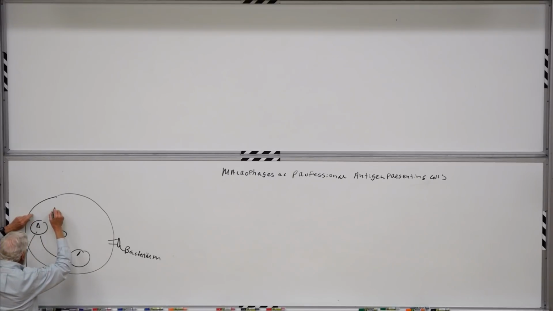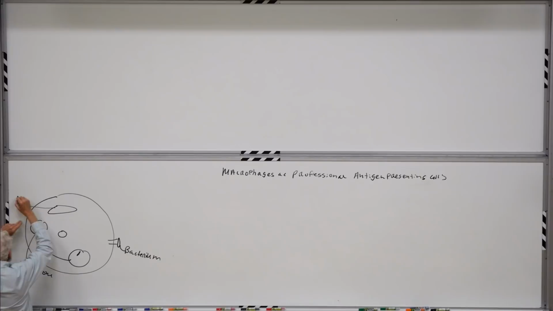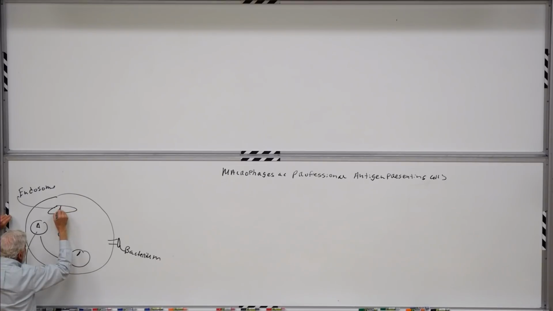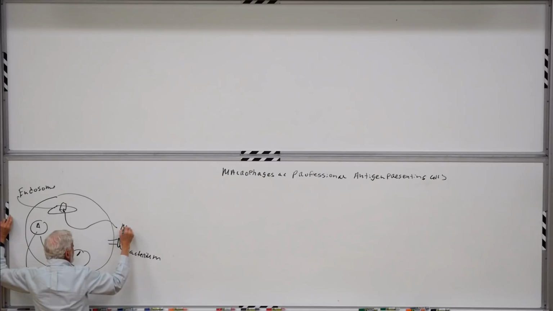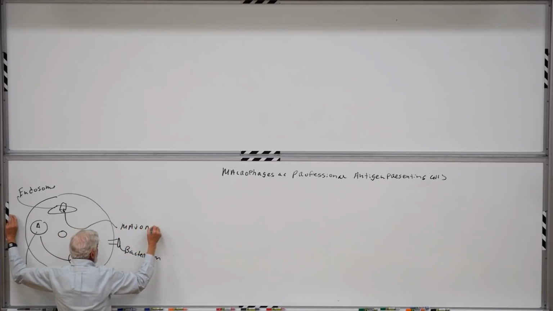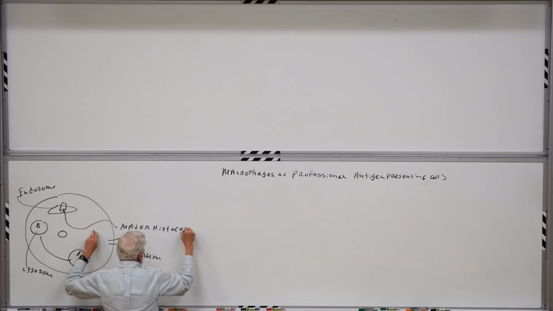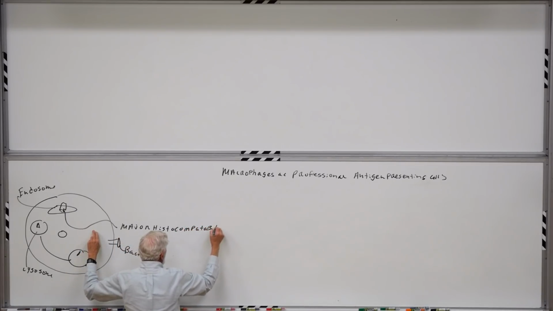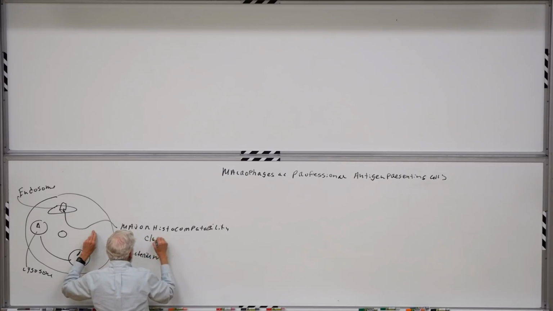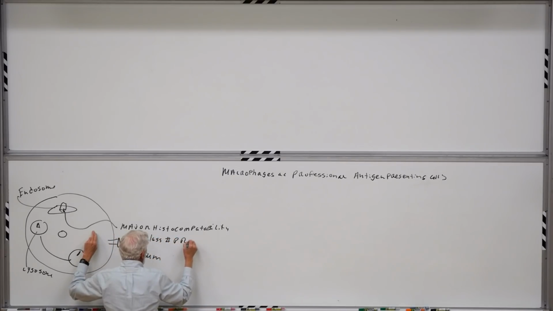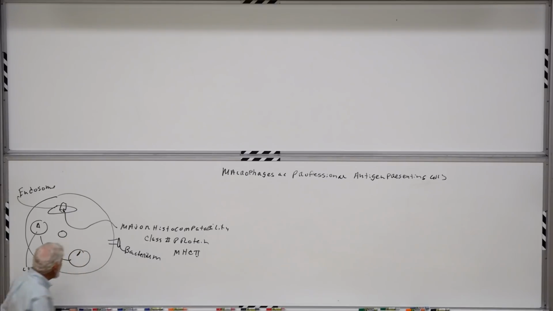Then we have those fragments. The fragments then in the endosome, those fragments bound to this transmembrane protein here, called a major histocompatibility class 2 protein. We abbreviate that MHC2. Now remember, MHC2 is unique to professional antigen-presenting cells.